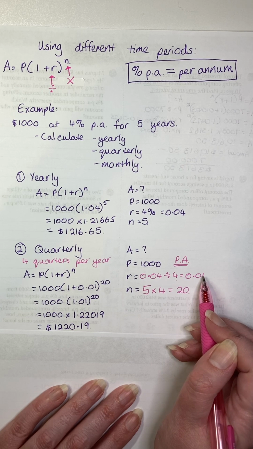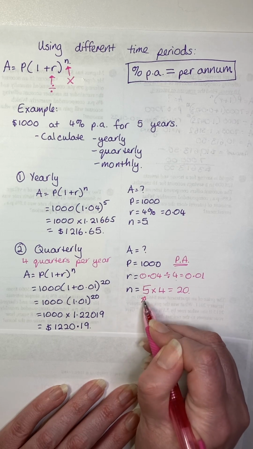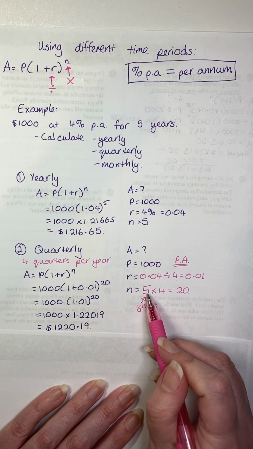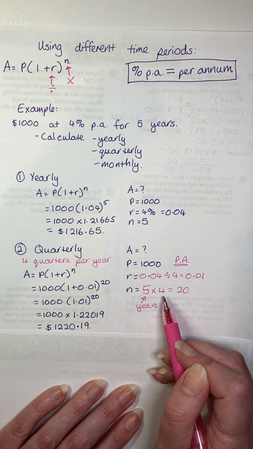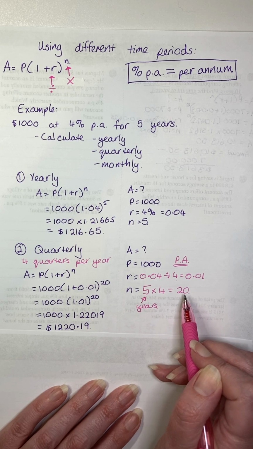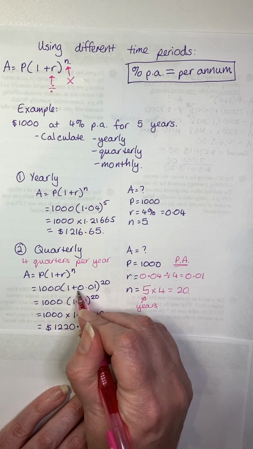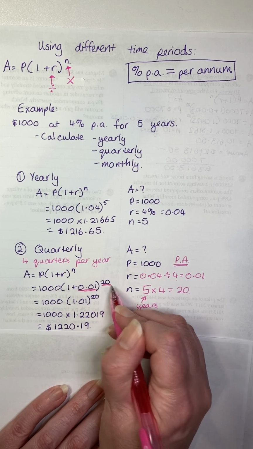Our time periods, though, have also changed. Before we had 5 years. Now we've got 5 years and each year has got 4 quarters. So now we're going to have 20 for our time periods. So now when we put these into our formula, we're going to have a new value in here and a new value in here.